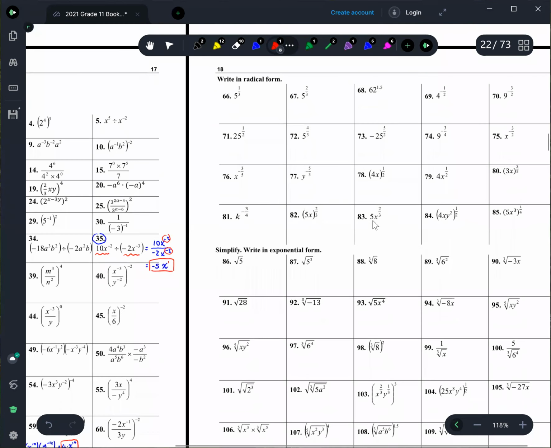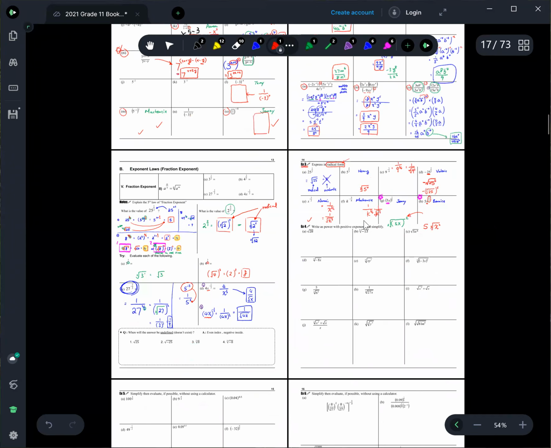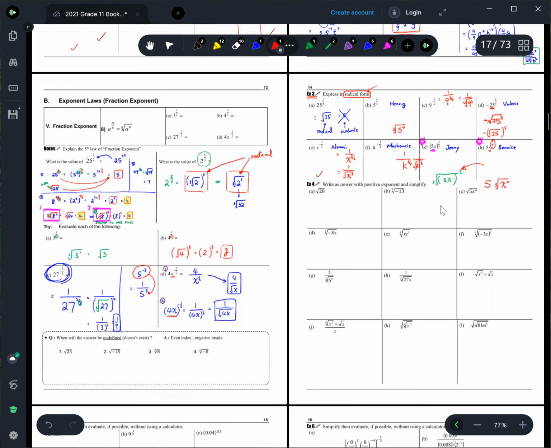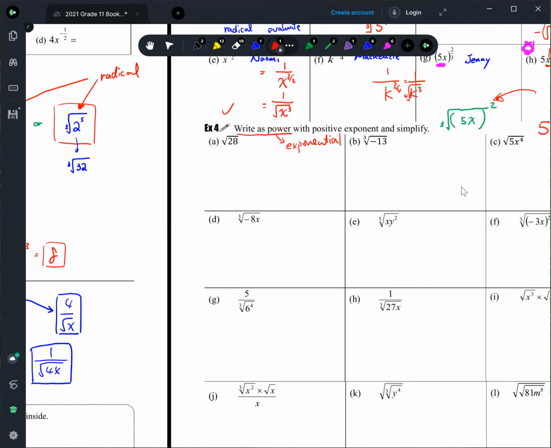And then there's a part that you need to write it in exponential form. So we'll go over the examples to show you what you need to do for exponential form. So the instruction here says write it as a power. Write it as a power means write it in exponential form. And when you write it in exponential form, leave it in positive exponent.